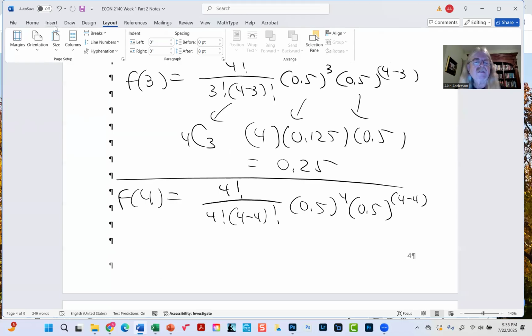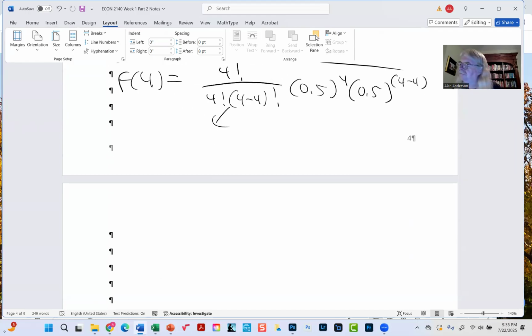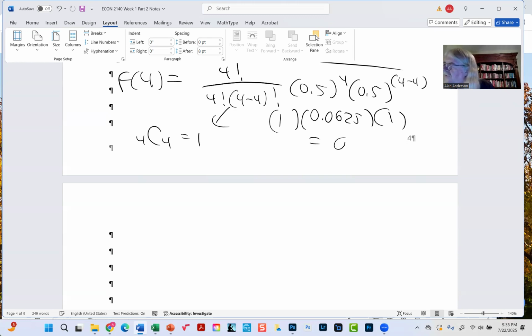Oh, you know what? I just realized this. No, this is right. This is it. Good. Okay, so you're going to wind up with 1.5 to the fourth, which is 0.0625. And there's our final result. All right, so our probability distribution then looks like this.